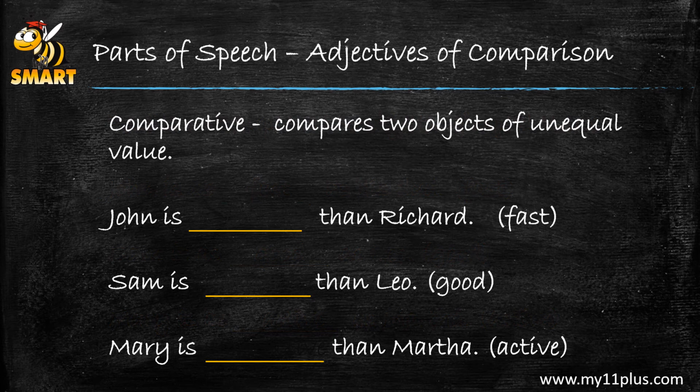Let's look at three other examples. Now we're going to compare two objects of unequal value, okay? So now we're using the same adjectives, and we say here, John is faster than Richard. Sam is better than Leo. That's the comparative form. And we say Mary is more active than Martha.